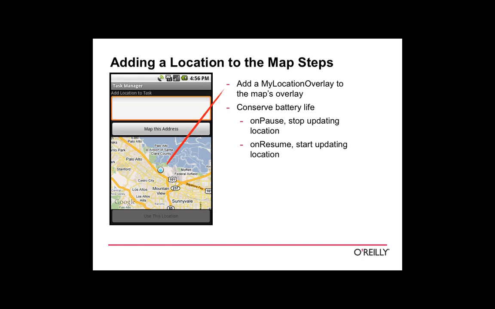Then when we send this location, it will show up on the map as our current location. So the steps we have to go through are: we want to add my location overlay to the maps overlay. And then we want to think about conserving battery life, because whenever you're talking about dealing with the device's location, that's a separate component of the physical device. There's a couple different components, and you always want to think about what you're doing that may fire these components up and make them start working.